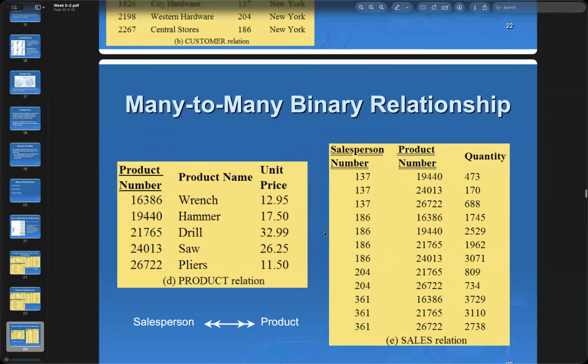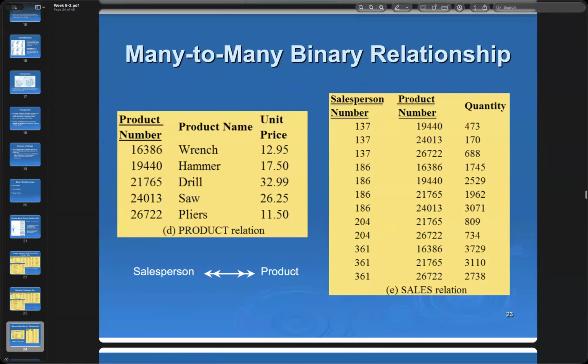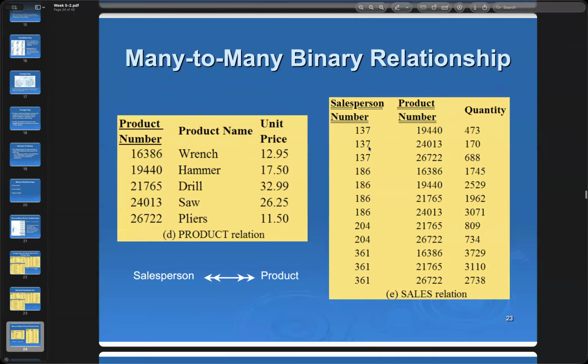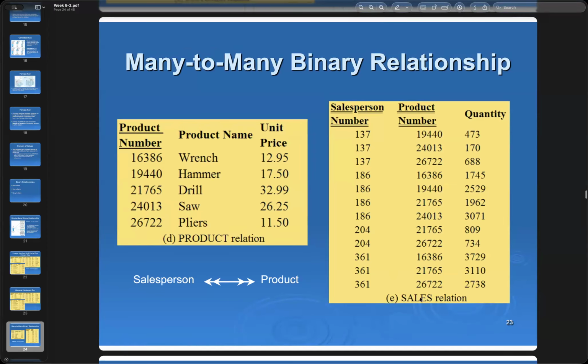Then we have the many-to-many binary relationship. What's many-to-many? Salesperson and product. If we have the product relation and the sales relation, we have multiple products. Let's say there are two salespersons, and the salesperson number appears three times here, and the products appear several times too. That means it's more than one.